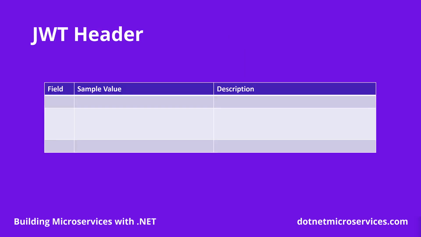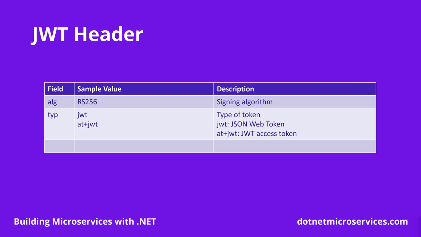In the header of a JWT, we will typically find at least these two fields. ALG, which is the algorithm used to sign the token. RS256, for instance, would mean that the JWT was signed using RSA signature with SHA-256. TYP is the type of token. The type here is usually just JWT, but in the case of OAuth access tokens, the value would be AT+JWT. The header can also include an optional key ID field, which is an identifier of the key used to sign the token, in the case that the identity provider has more than one key available.